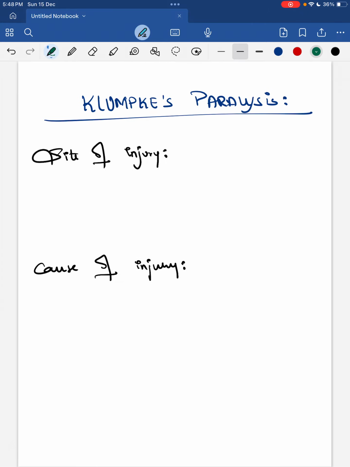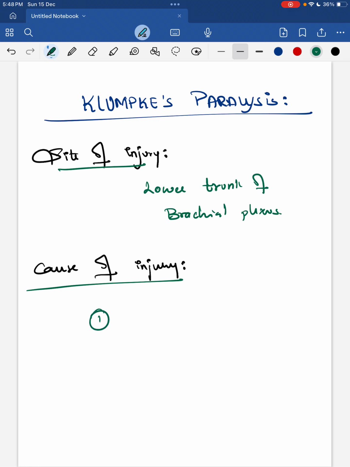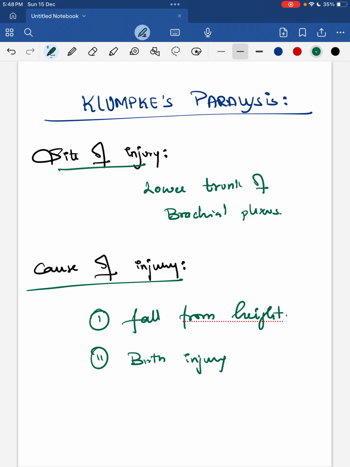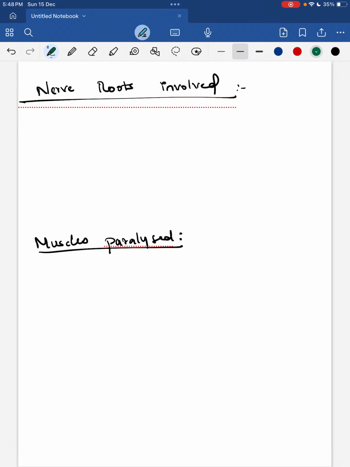Next is your Klumpke's paralysis. In Klumpke's paralysis, opposite of your Erb's, the site of injury will be at the lower trunk of your brachial plexus. Cause of injury is fall from a height. When a man is falling from a height with the extended elbow, it can result in Klumpke's paralysis. So fall from height, or it can occur sometimes in birth injury. Sometimes in birth injury, yes.